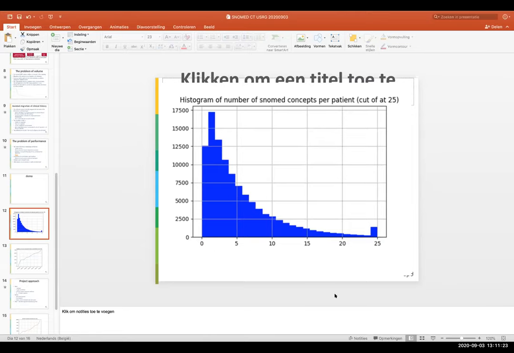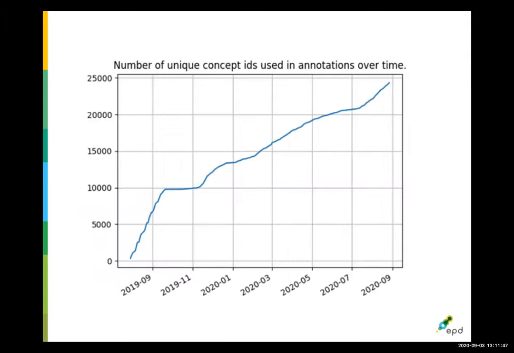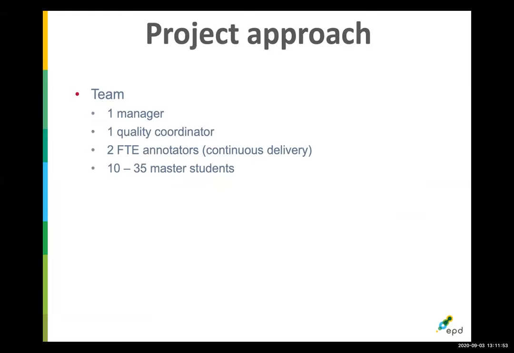So I hope you can see my slide deck again. Yes, we can. So we can also do some statistics in the software. There is a dashboard. This is the number of SNOMED CT concepts per patient. You see that many patients have a fairly low number. And this is the number of unique concepts we have used. And regarding your question, who is doing this? We have a team, we have a manager, we have a quality coordinator, we have two full-time annotators, 2.5. We have had 3. And then we have master students.